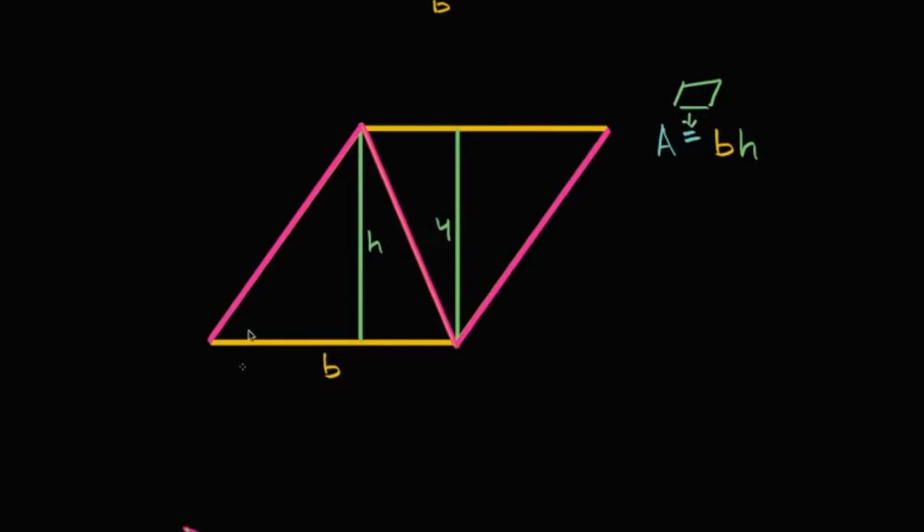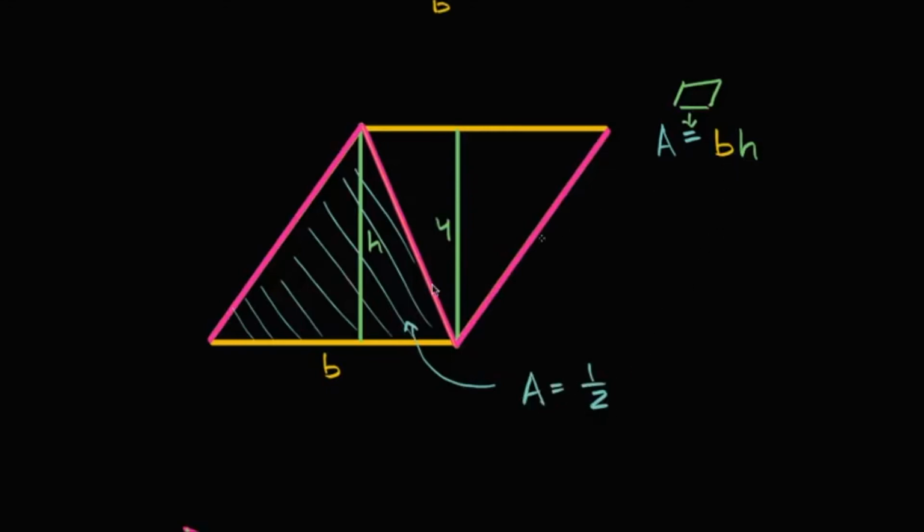So what would be the area of our original triangle? Well, we already saw that the area of the parallelogram is twice the area of our original triangle. So our original triangle is just going to have half the area. So this area right over here is going to be 1/2 the area of the parallelogram. 1/2 base times height.